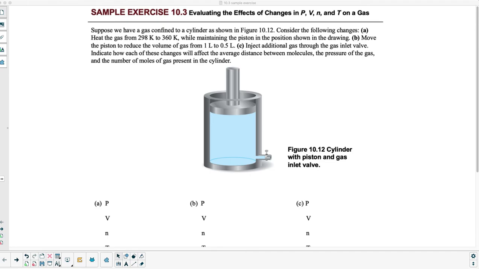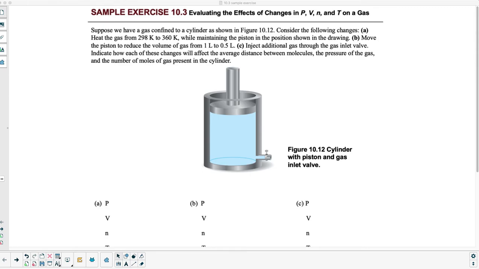10.3, obviously, the sample exercise. So we're going to take a look at this example just so that we're all on the same page. Let me read what we have at the top here. Suppose we have a gas confined to a cylinder. Cylinder is shown in figure 10.12. Consider the following changes. So this is part A now.